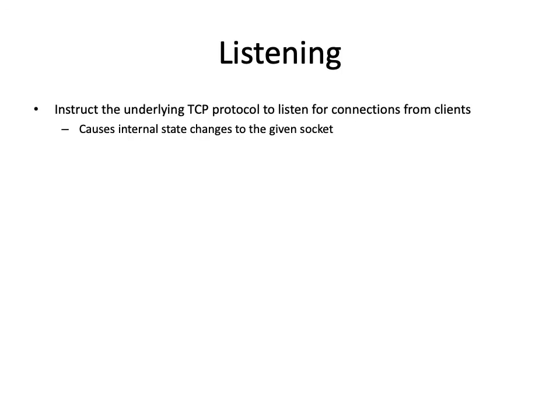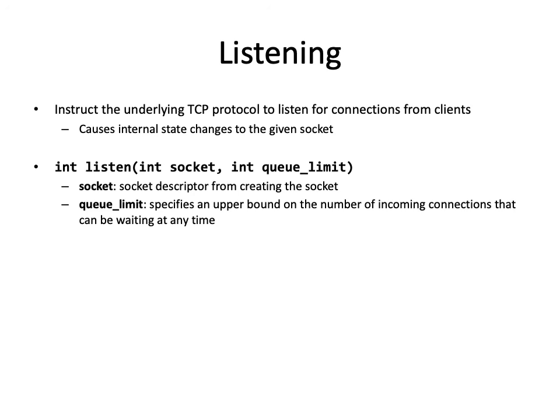That's our review, but let's now look at this in more detail. When we call the listen command, what's happening under the hood? First, it's telling the underlying TCP protocol to listen for connections from clients, which kind of makes sense. It's going to change the state of the socket actually. So when we call int listen, we pass it a socket, our listening socket, the server socket, and we pass it this queue limit. The socket, the first argument, is a socket descriptor from creating the socket when we first called the socket command.